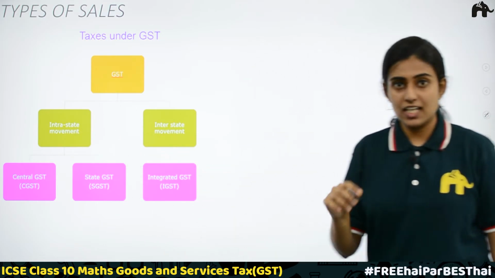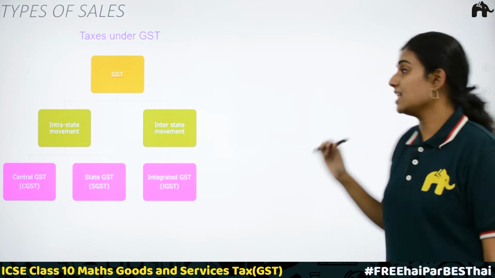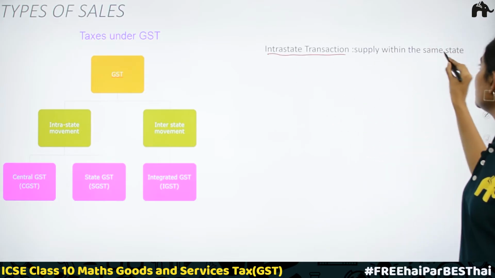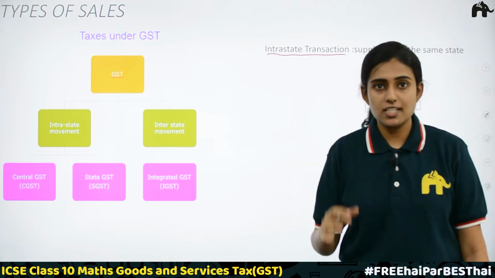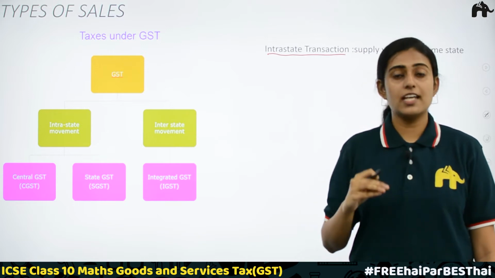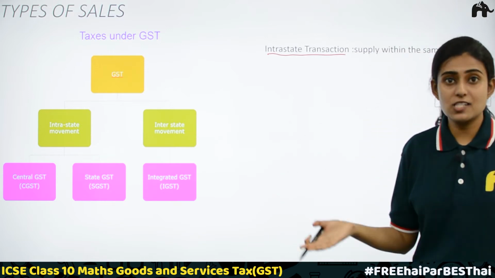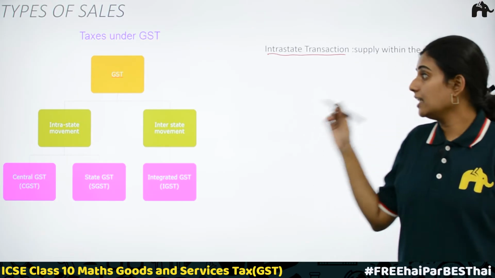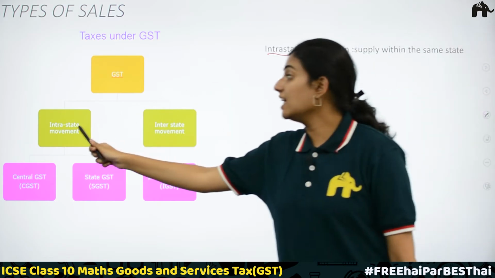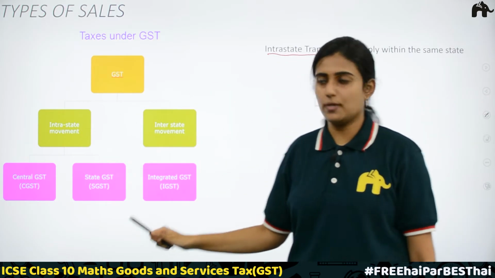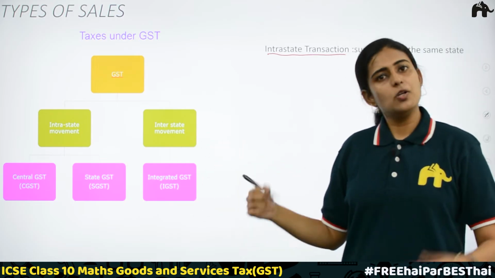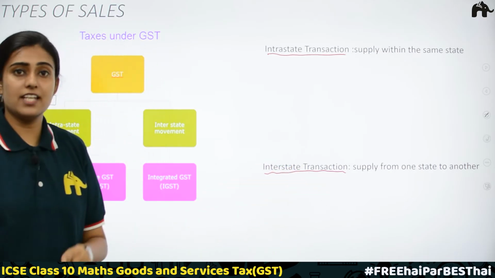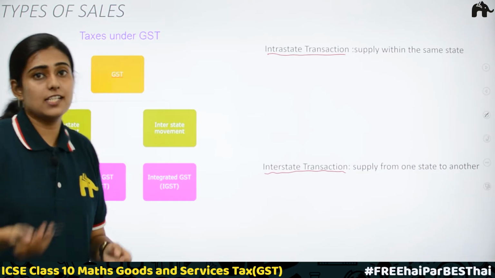Intrastate movement. As the name suggests, intra means within the same state. So, intrastate transaction is supply within the same state. For example, a product is purchased by a dealer from Bangalore in Karnataka and sold at Mysore in Karnataka. The transaction is happening within the same state, that is Karnataka. In that case, the transaction is called an intrastate transaction or intrastate movement. Then what is interstate movement? Two or more states will be involved there. Interstate transaction means supply from one state to another. Two or more states are involved.